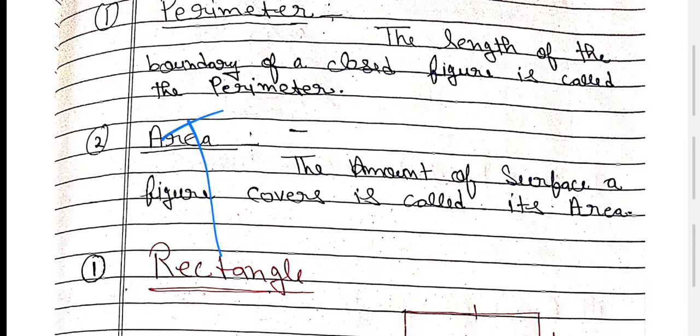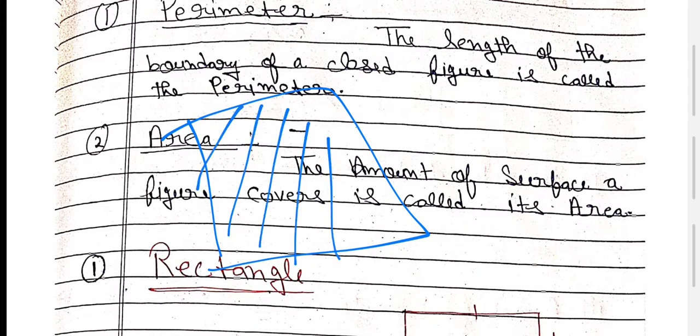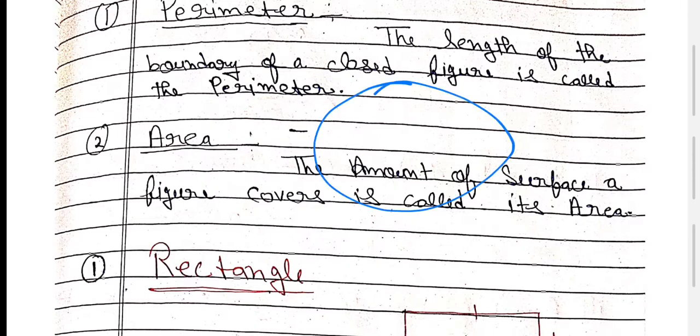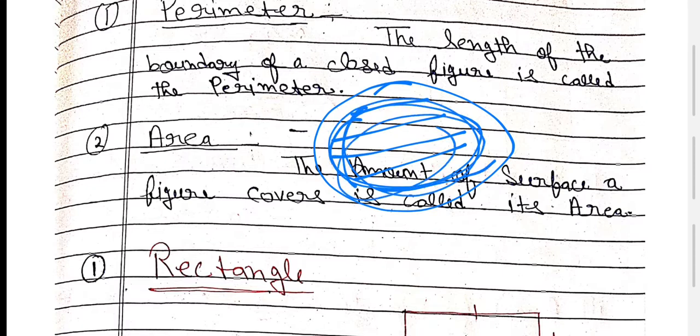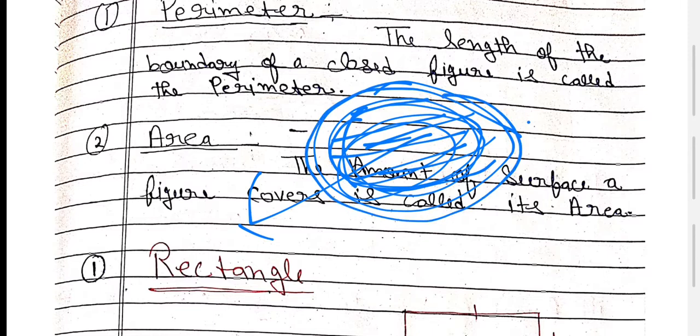Area: the amount of surface a figure covers is called area. Suppose you have one figure and how much amount is covered? This much surface is covered. So this is known as what? Its area. If you have to count how much surface this figure covers, this is known as what? Area.